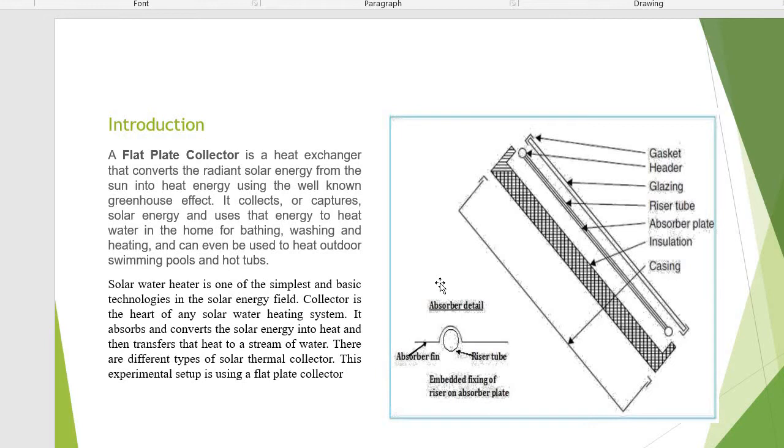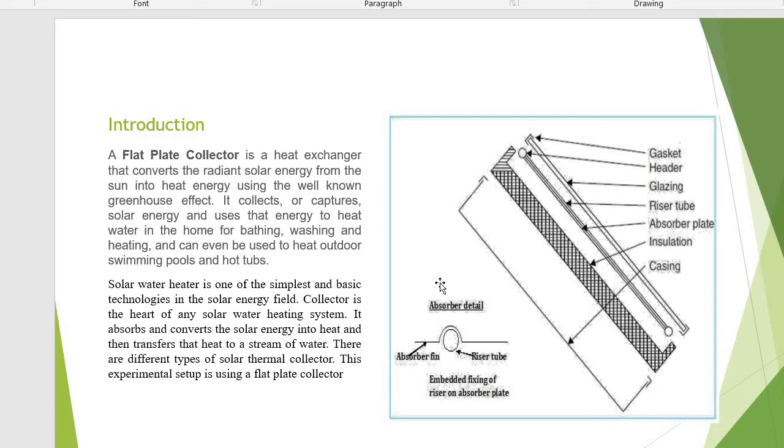When we talk about water, we have flat plate collectors on our buildings for bathing, washing, heating, and they can be used to heat outdoor swimming pools also, and even hot tubs. So the solar water heater is one of the simplest and most basic technologies in the solar energy field. The collector is the heart of any solar water heating system. From the name we can guess how it works and what it does. It absorbs and converts the solar energy into heat and then transfers that heat to a stream of water.